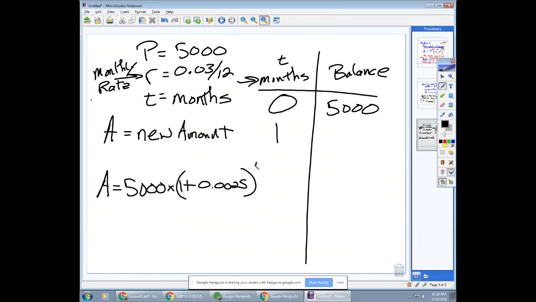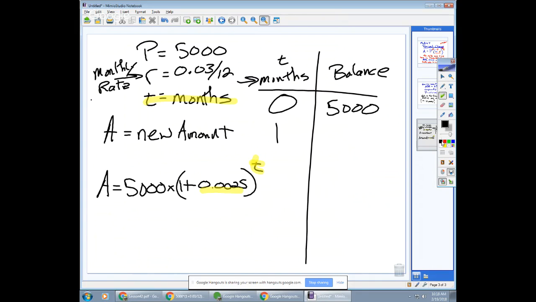And then that's raised to the power of T, and again, I'm relying here on T being measured in months. That's super important, 120 months to go with this rate. 120 months, so 10 years. I want 10 years later.